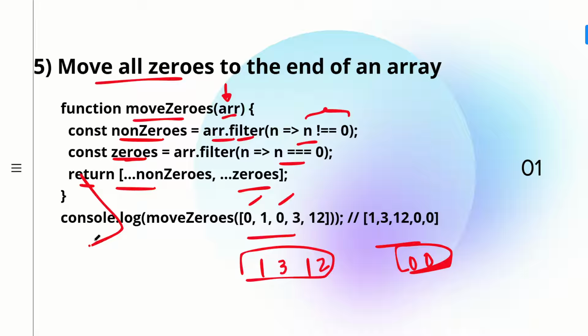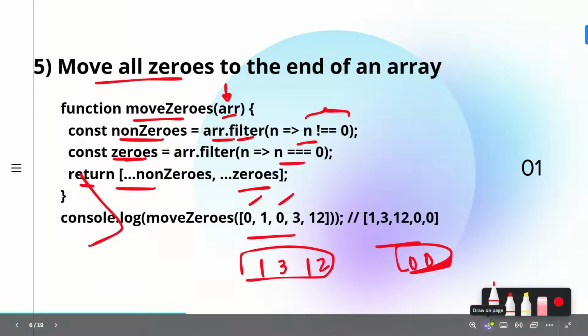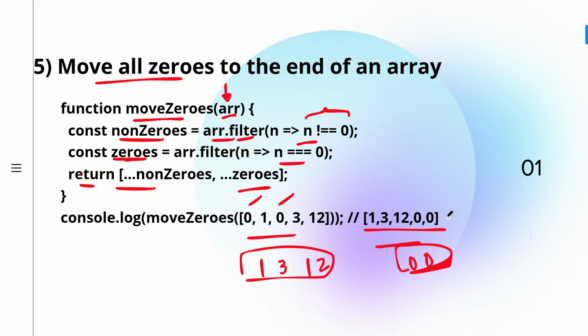And then we are making use of console.log. So console.log is going to log all the values here. So we can see what is the result which we have got. We have got result as 1 3 12 and 0 0. So this is how you can solve this question.